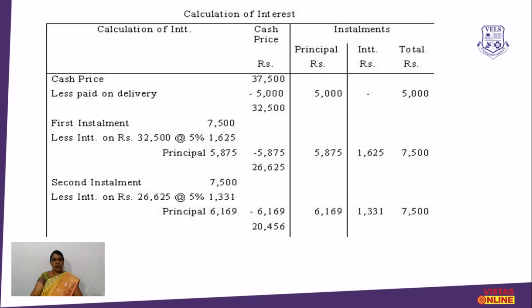Then you should subtract 32,500 minus 5,875. You will get 26,625, the second year closing balance. 26,625. We can see the second installment. The second installment is also the same, 7,500. The balance amount is 26,625.